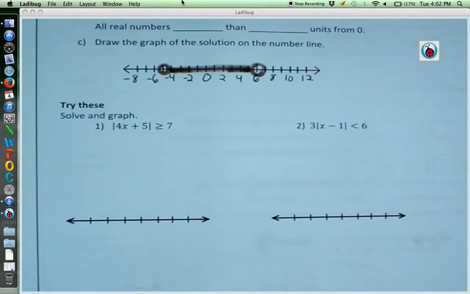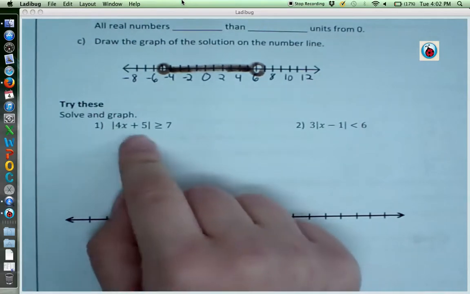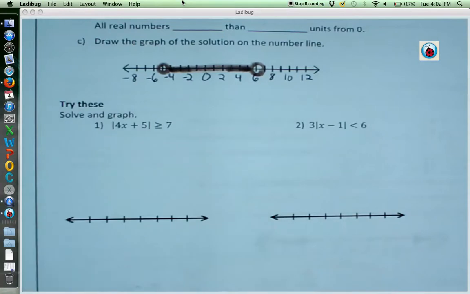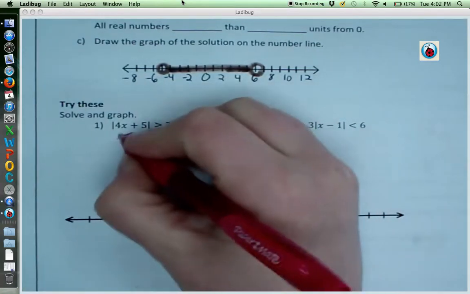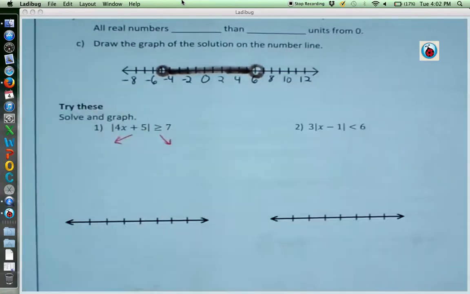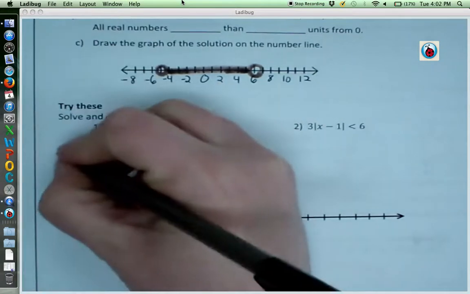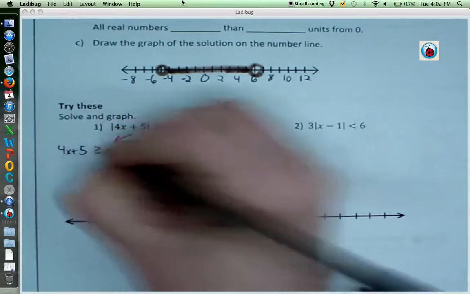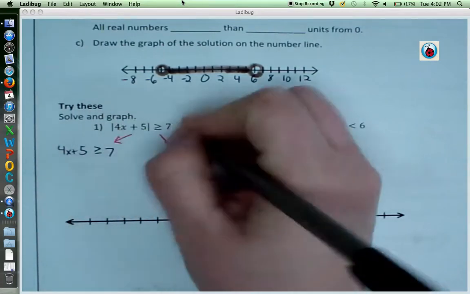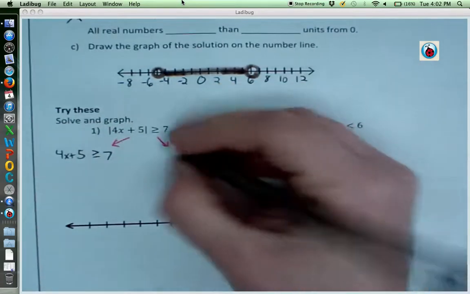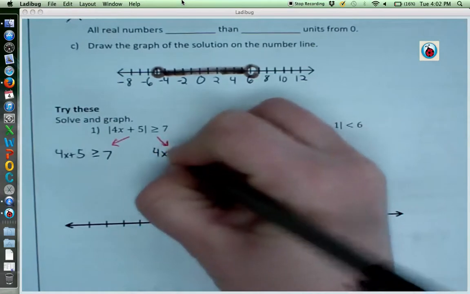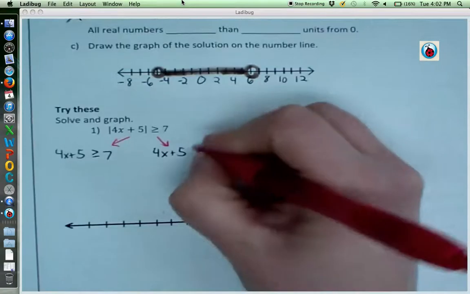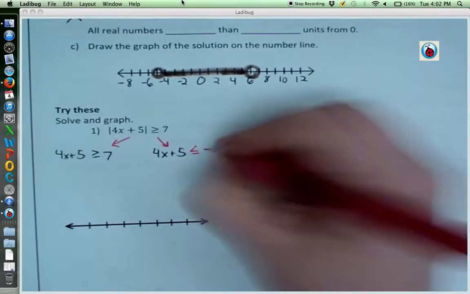All right, so this one, absolute value of 4x plus 5 is greater than or equal to 7. I'm going to split this into two possibilities. Either 4x plus 5 is greater than or equal to 7, just like the original equation had, or there's my negative option, 4x plus 5. Remember, two things have to change. The inequality switches around, and 7 becomes negative.